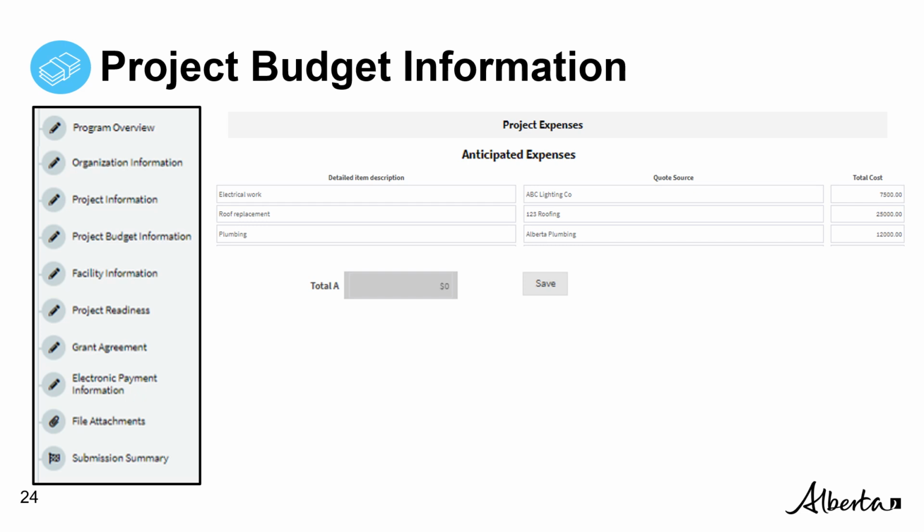Next, you will be directed to the Project Budget Information page, where you will need to enter all anticipated expenses for your project. Please ensure that you are using recent estimates from your suppliers so the total cost is as accurate as possible. After entering in the expense items and the company that provided the quote, along with the total cost including GST, scroll down to the bottom of the page and click Save. This will reload the page to calculate the total A value, which will be referenced later on this page.